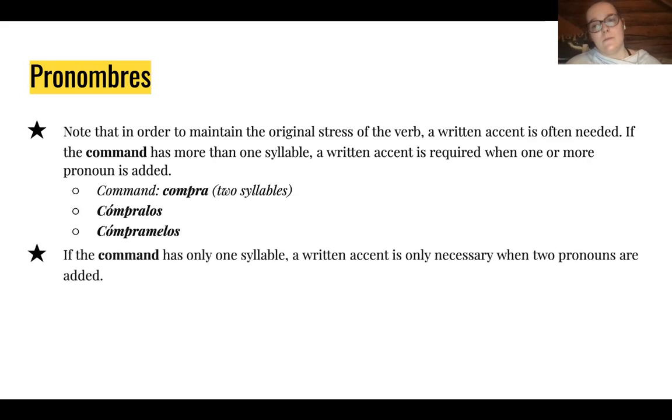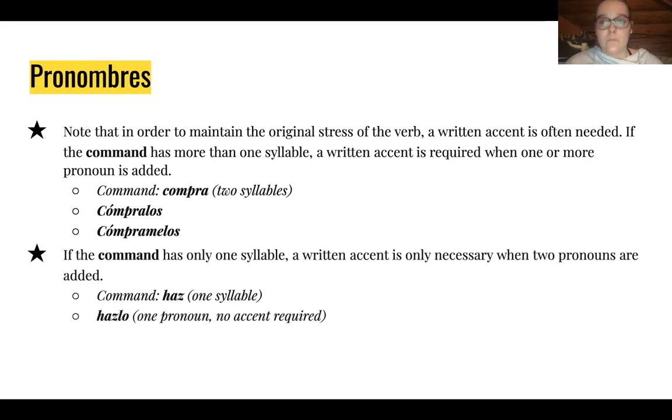The only exception to this rule is when your command only has one syllable. So for example, as, that's one syllable. So when you add one pronoun, it becomes aslo. That a is still taking that accent just naturally, just the way we say it. So we don't need a written accent there. But if we were to add two pronouns because we want to be extra, we would have to add that accent so that it doesn't become asmelo. Again, emphasis, syllable, you want them in the right places.